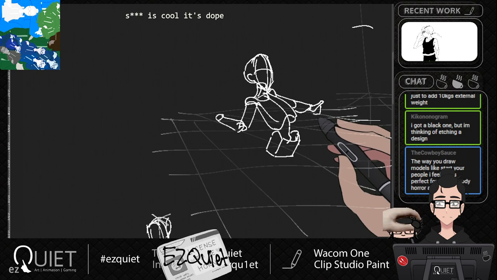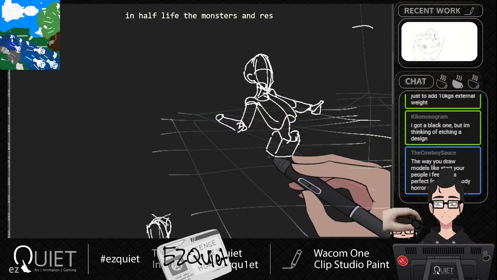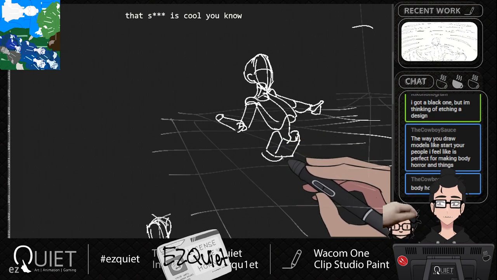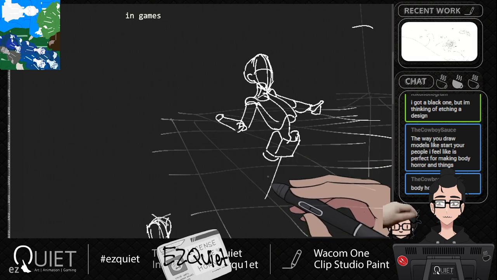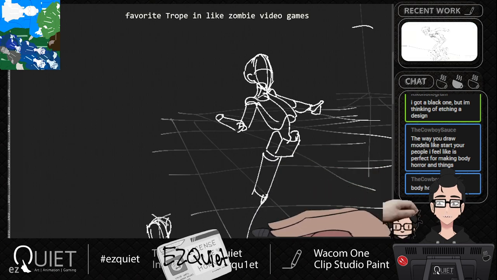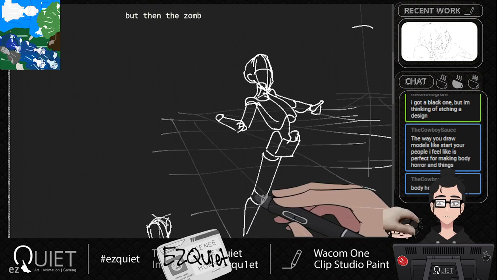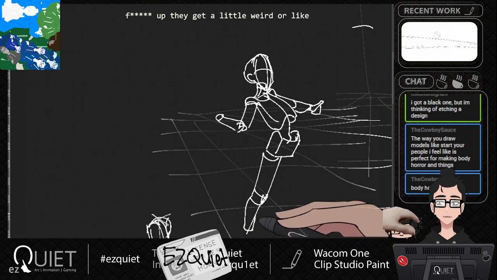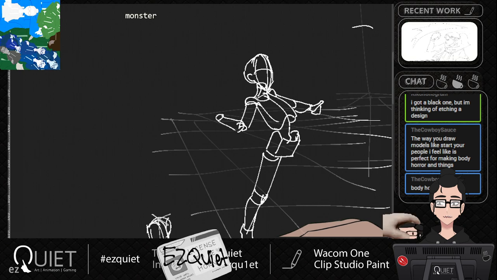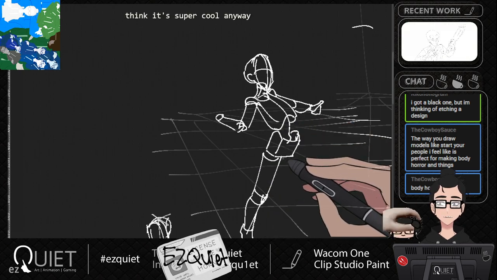Excuse me? The monsters in Half-Life, the monsters in Resident Evil, they're all slightly messed up. I think that's cool. My favorite trope in video games, in zombie games especially, is when you don't have just the base zombies, but then the zombies get a little bit more messed up. They get a little weirder, where you're teetering on the border of is this a zombie or is this just a messed up monster? I love that. I think it's super cool. Anyway, would love to be able to do that one day.